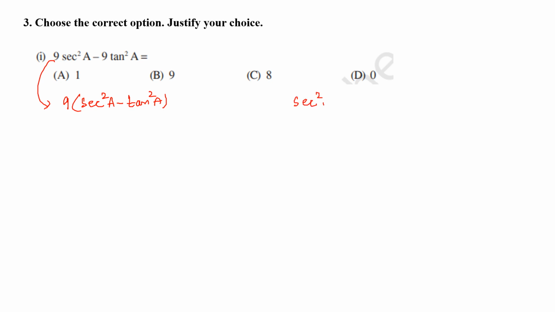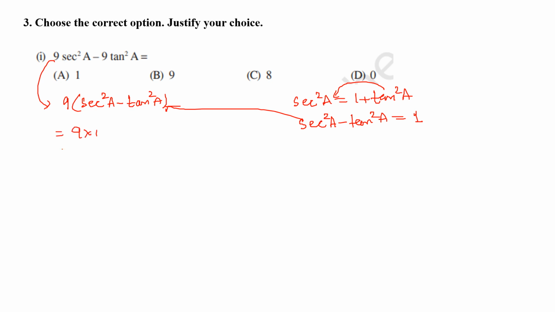Sec square A is equal to 1 plus tan square A. Okay, and when you transpose tan square A to this side, what will it become? Sec square A minus tan square A equal to 1. So from here I can write this value will be 1. So it will be 9 into 1, which will give the answer as 9. So the correct option is option B. So this was a very simple question and it was completely based on your identity. So you can see how important it is to remember all the identities, isn't it?